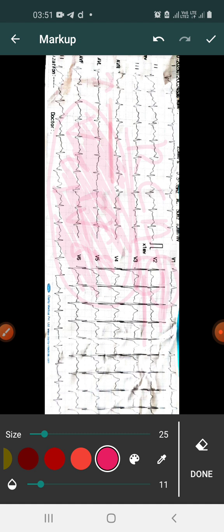And there are also reciprocal changes in V1 and V2, ST depression. So it's a case of posterior wall AMI, and the heart failure occurred due to posterior wall AMI.